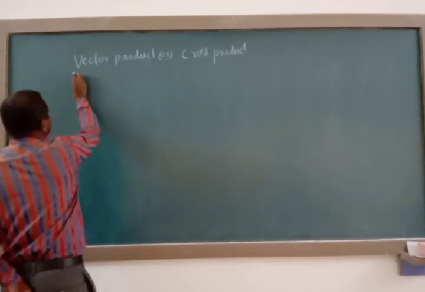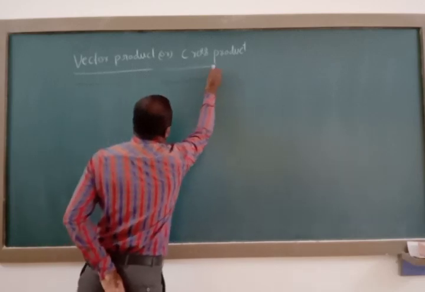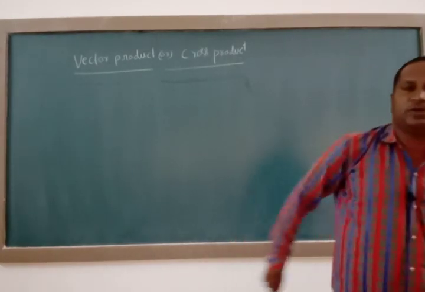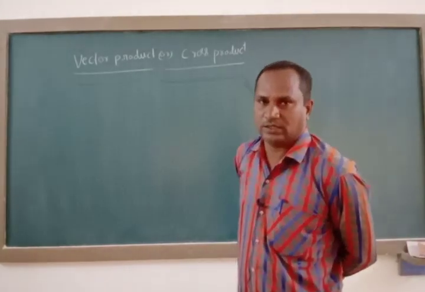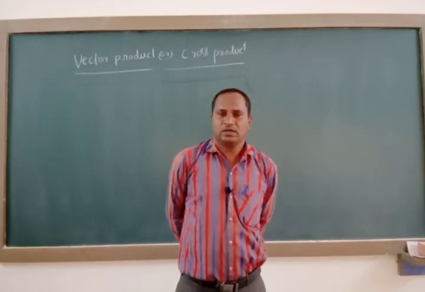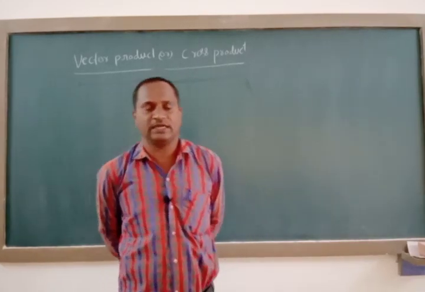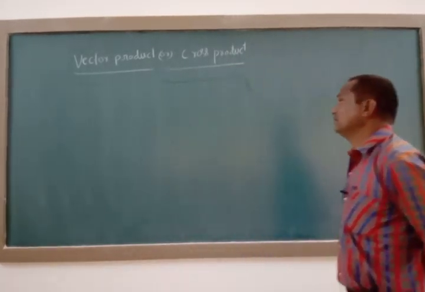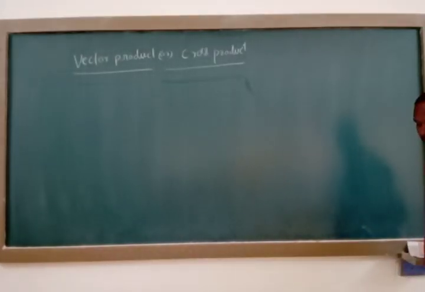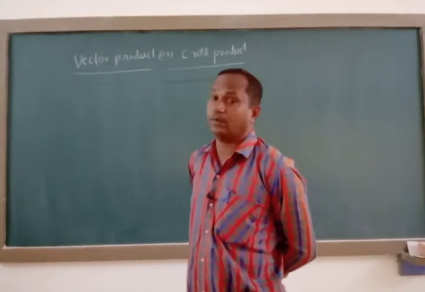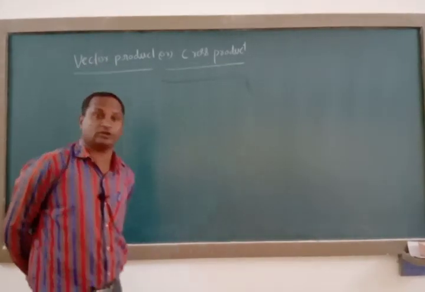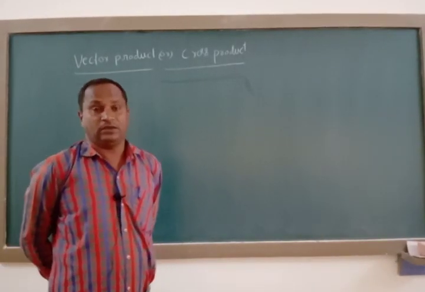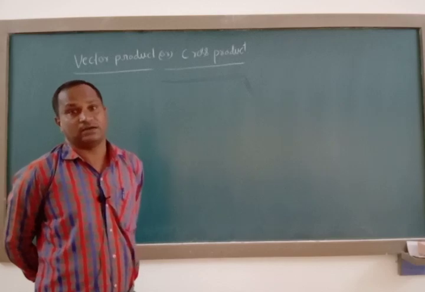Vector product or cross product means, up to now in case of dot products we have taken the dot product between two vectors as the sum of products of corresponding coefficients of i cap, j cap and k cap in the given two vectors. But here the pattern is different. To get the vector product of any two vectors, we are going to apply the rules of determinants of matrices.